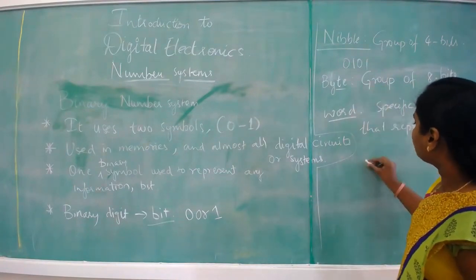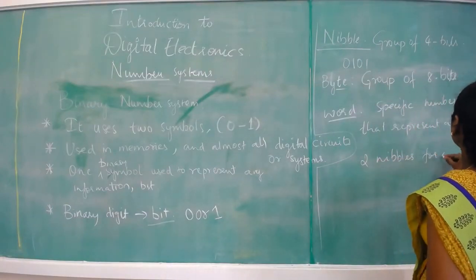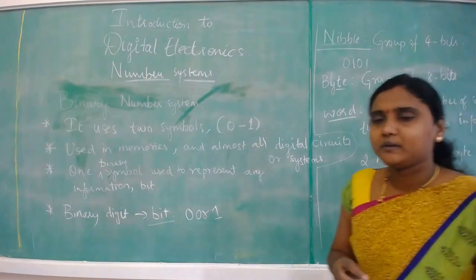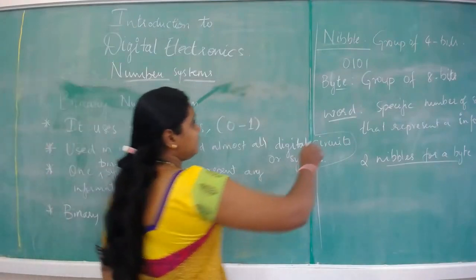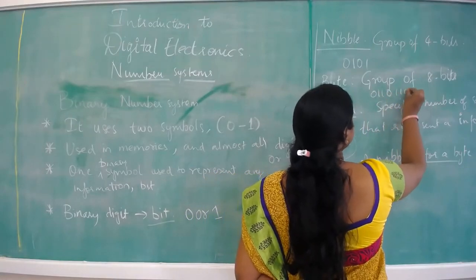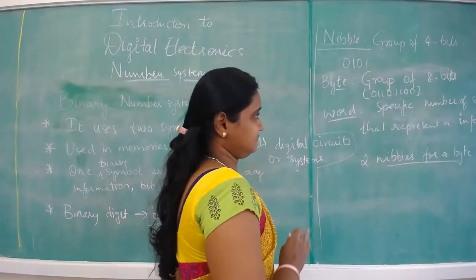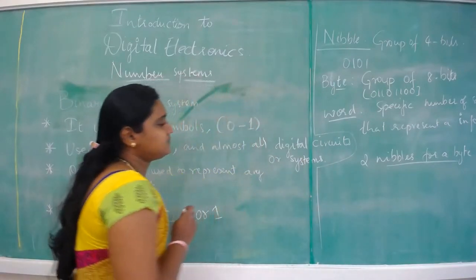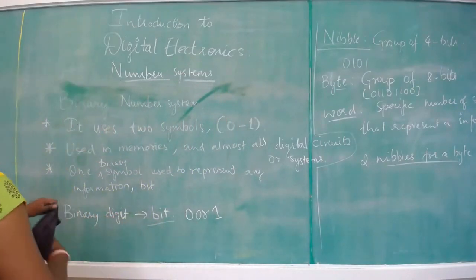We can also see that two nibbles form a byte. Two nibbles are made to form a byte. Okay. So this is about the binary number system. I have also taken an example of a nibble here. I will also write the example of a byte here. 4 plus 4, total 8. This is an example of a byte. That is the example for a nibble. Okay. This is the binary number system. This is all about the binary number system.